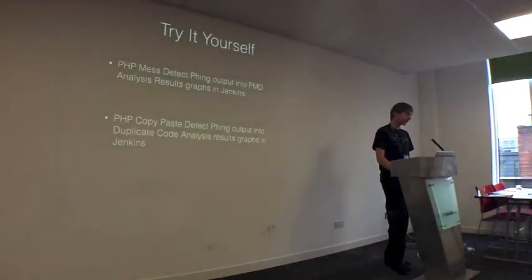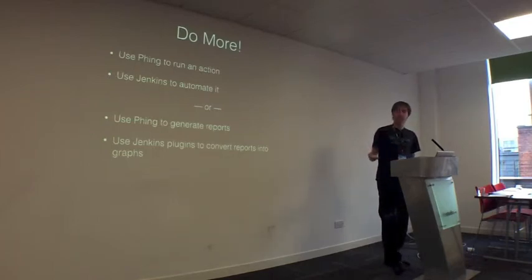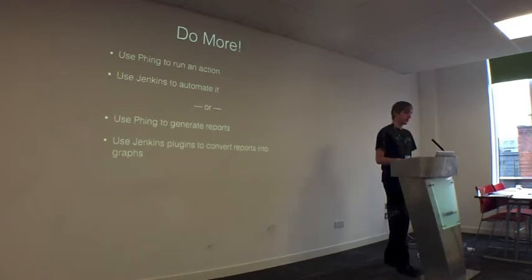So what next? Try it for yourself. There's mess detection, which looks at duplication of code and potential errors and things, and that can be analysed by the PMD analysis results graphs. There's also things like copy-paste detection, which can be looked at as duplicate code analysis results within Jenkins. But essentially, that's pretty much the recipe. So you create your Phing task to run the action, and you get Jenkins to automate it. Or you can get Phing to generate a report and then get Jenkins to pick up that report.